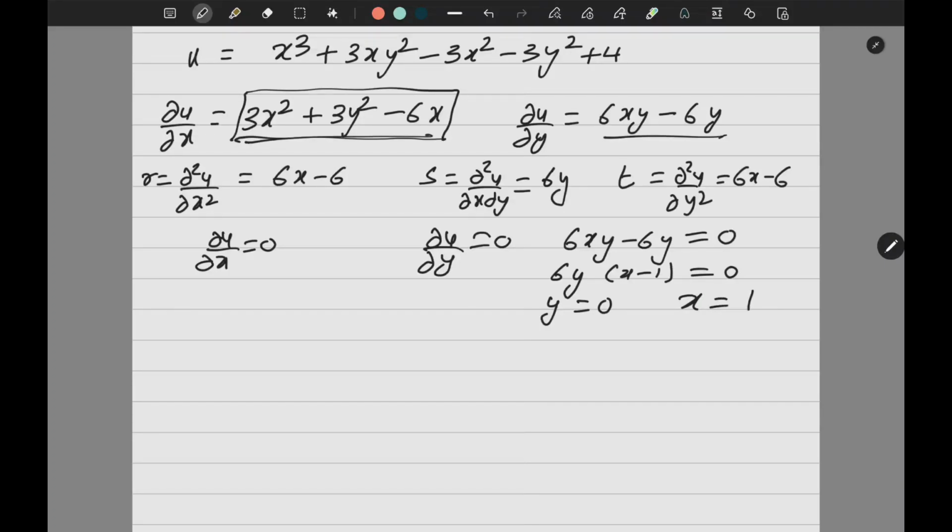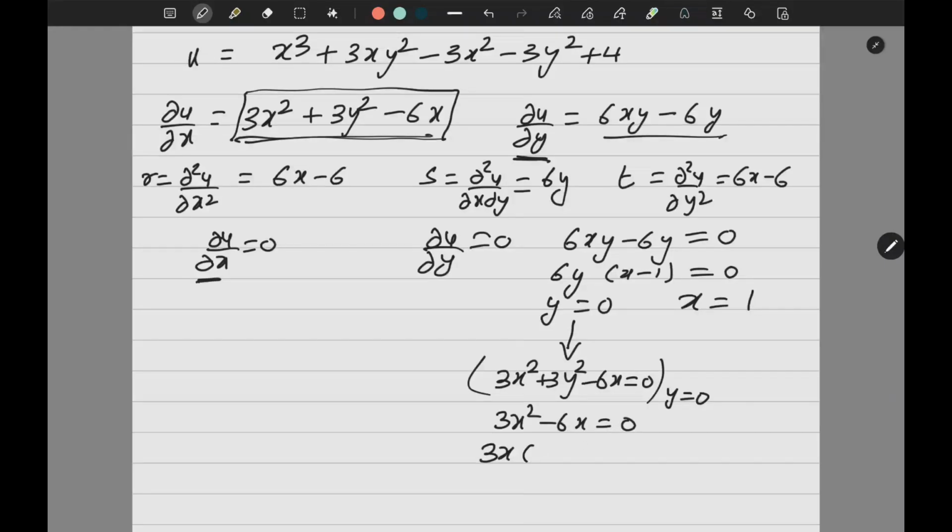But remember students, here I cannot write (1, 0) as an extreme point. As I told you, in an ordered pair, if one belongs to this, the other should belong to this. So now, if y is equal to 0 from the second equation, in the first equation let me put y equal to 0. So in this equation, if I put y equal to 0, what will I get? I will get 3x² − 6x equal to 0. So 3x(x − 2) is equal to 0.